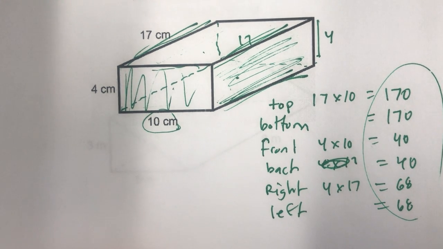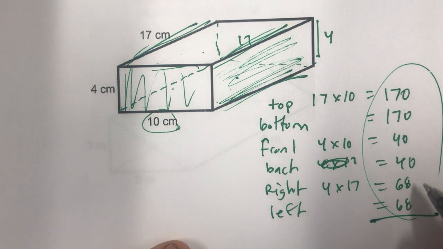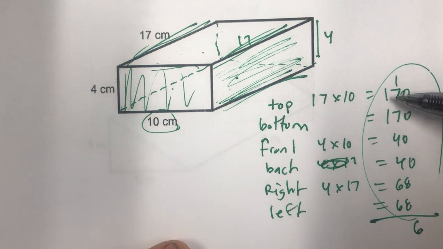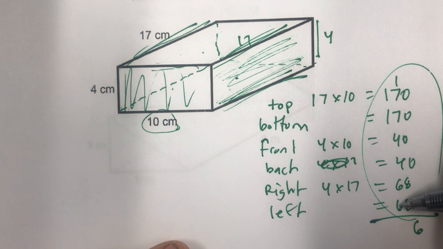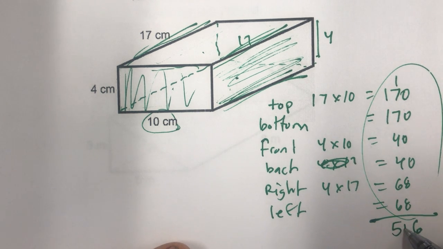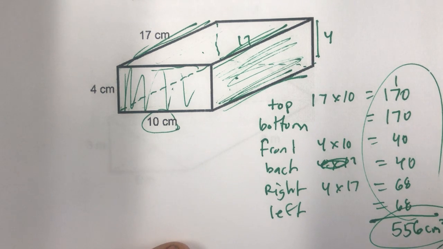I add those up for my surface area. All right, so 8 plus 8 is 16. Carry the 1. That's 35, 39, 43, 49, 55. And that's centimeters squared. And there's my total surface area right there.